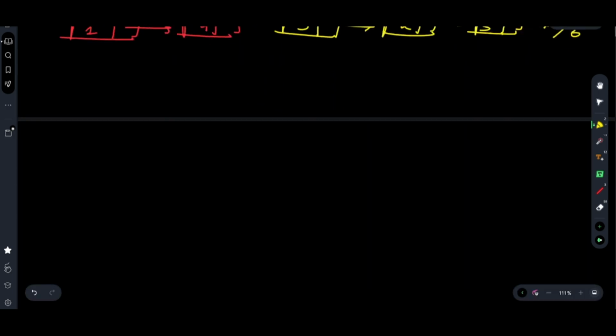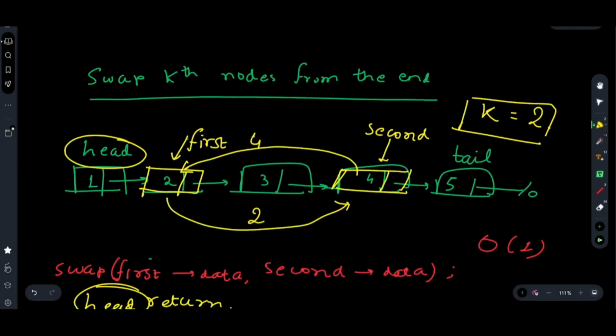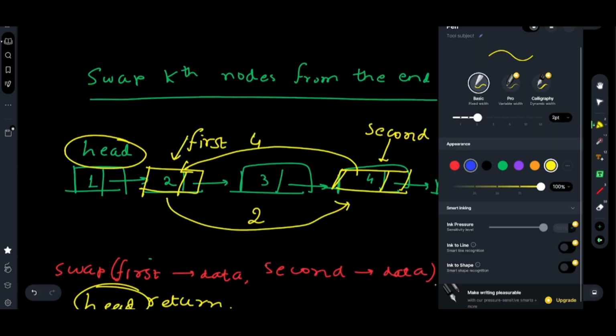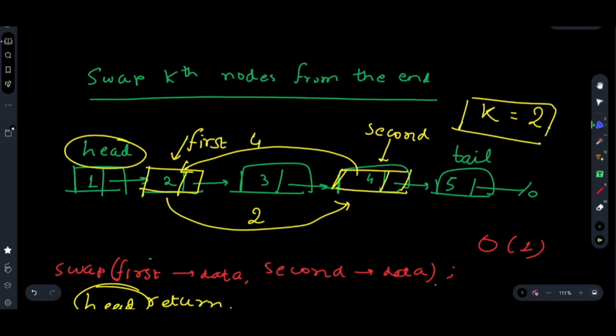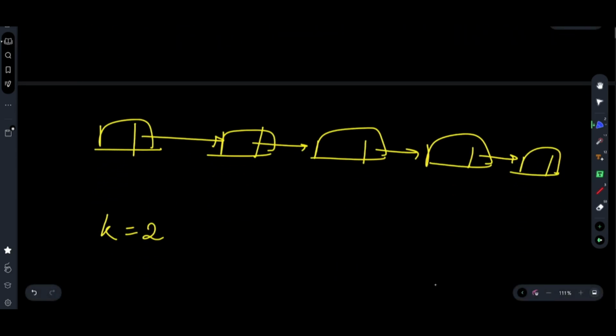Before starting this problem, let us observe some things. This is the linked list. Let's say k equals 2. One more thing: when is k not possible? If k is equal to 9, then what is the ninth node from the first? There is no ninth node, so in this situation you will simply return the original list. So let's observe something. If k is equal to 2, it is 1, 2, 3, 4, 5.